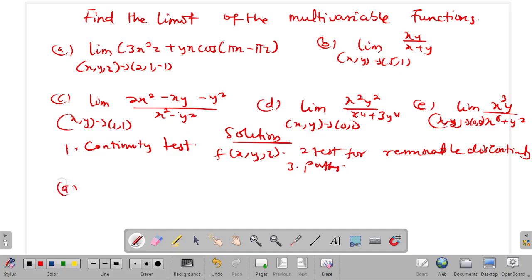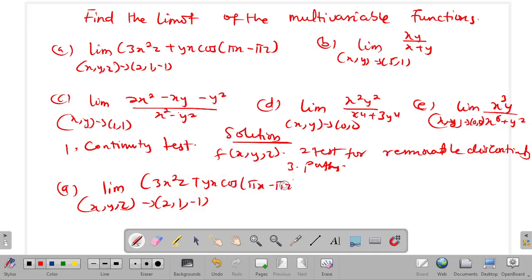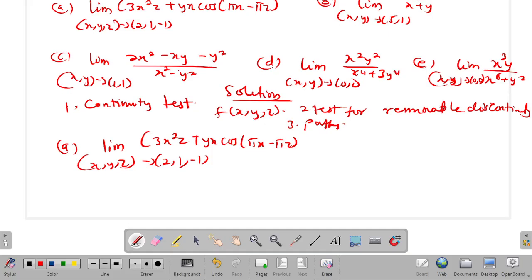So our first problem, which says limit as x, y, z approaches 2, comma 1, comma negative 1 of the expression 3x squared z plus yx cosine of the expression pi x minus pi z. So how do you solve this problem? As I said, you first do the continuity test. This function is continuous over this point; there is no way it will be undefined when I put in the values. Therefore, my limit is simply equal to f of x, y, z, which is the same as f of 2, comma 1, comma negative 1. I will simply put the values inside, and that is my answer.